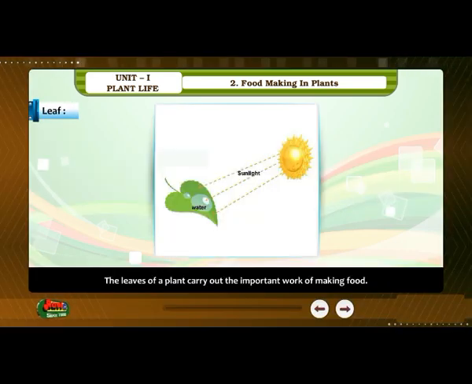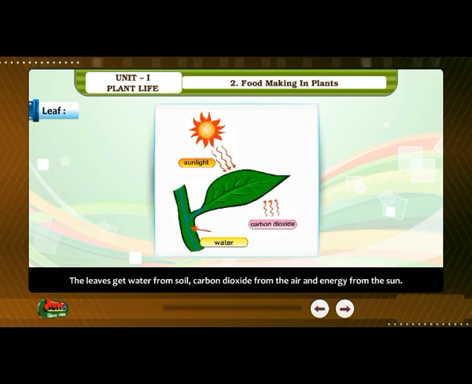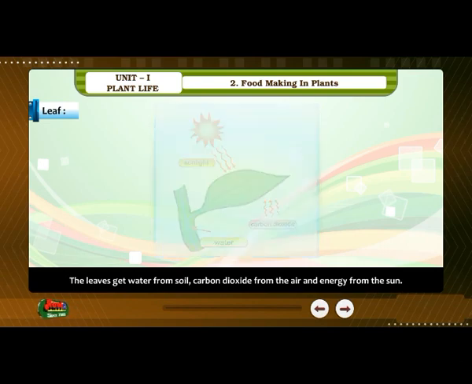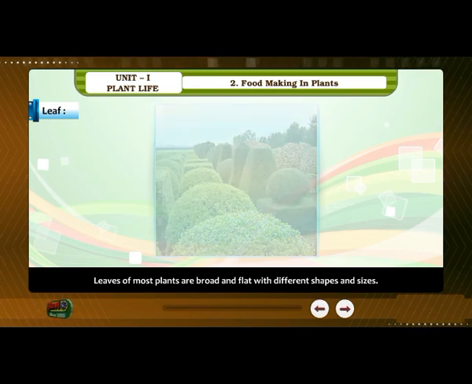Leaf. The leaves of a plant carry out the important work of making food. So they are called the kitchen of the plant. The leaves get water from soil, carbon dioxide from the air, and energy from the sun. Leaves of most plants are broad and flat with different shapes and sizes.